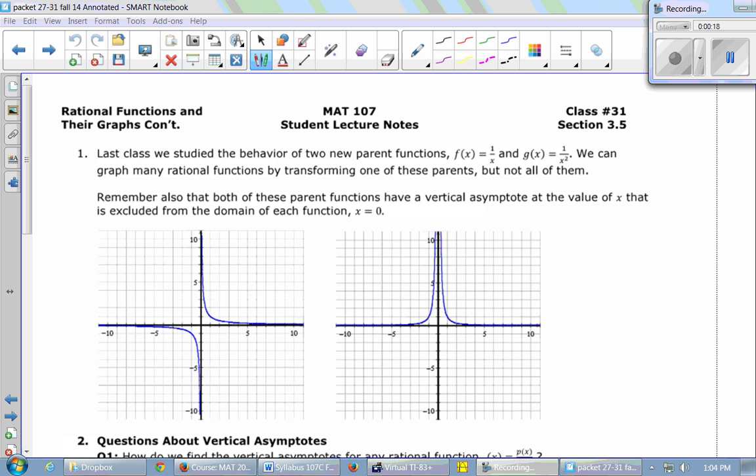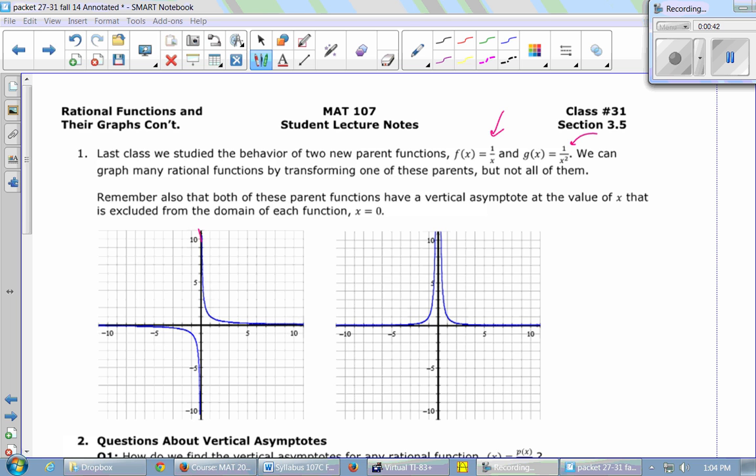Okay. So remember that both of these parent functions have a vertical asymptote at the value of x that is excluded from the domain of each function. In both of these cases, that value is x equals 0. Right? You can't put a 0 into this function or into this function for x. And that translated in both cases to what we call a vertical asymptote.